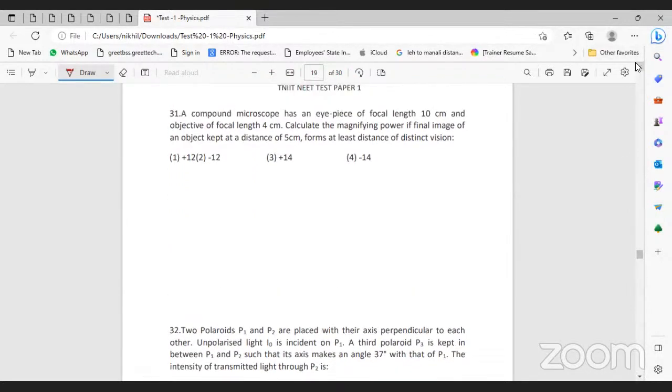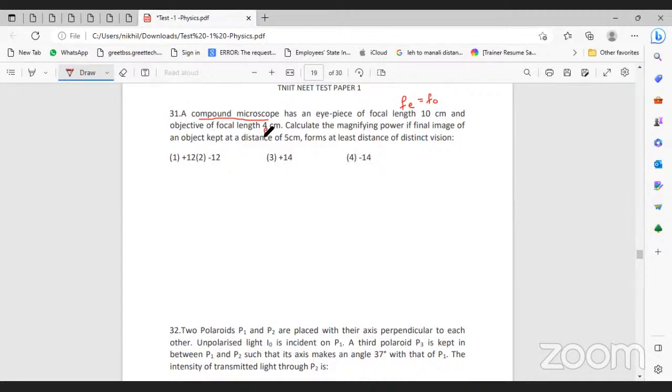Come to the next problem. Yes, this problem is based on optics. There is a compound microscope. Focal length of the eyepiece is how much? 10 centimeter. You can take that as the focal length of the eyepiece.